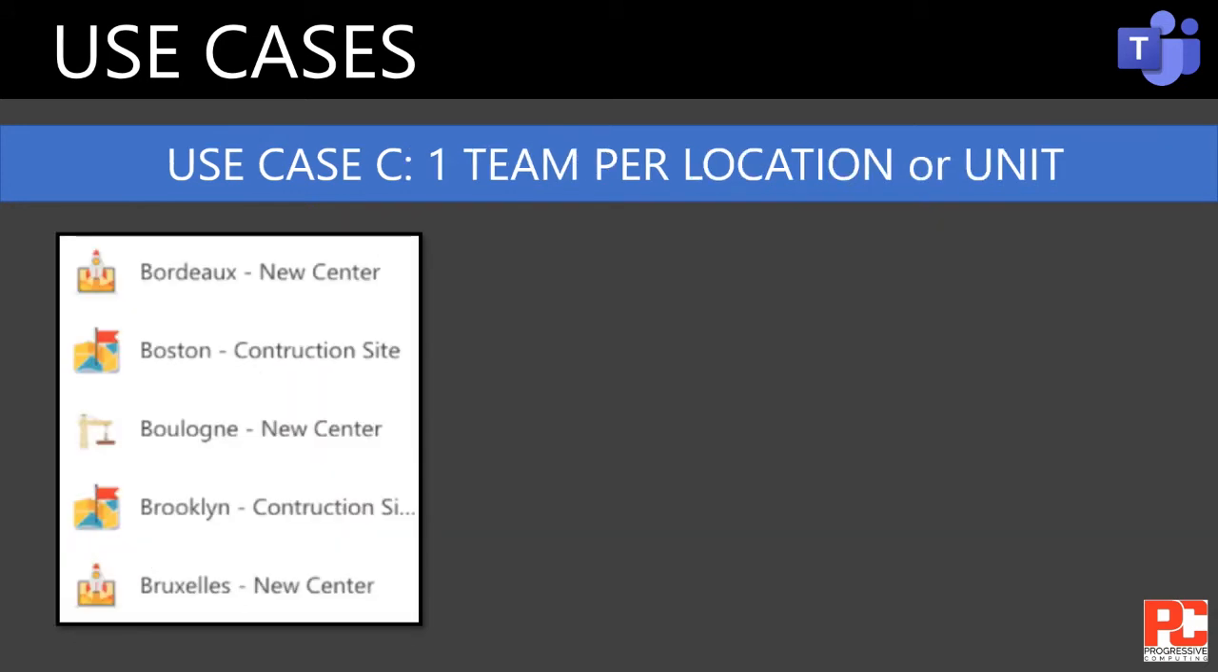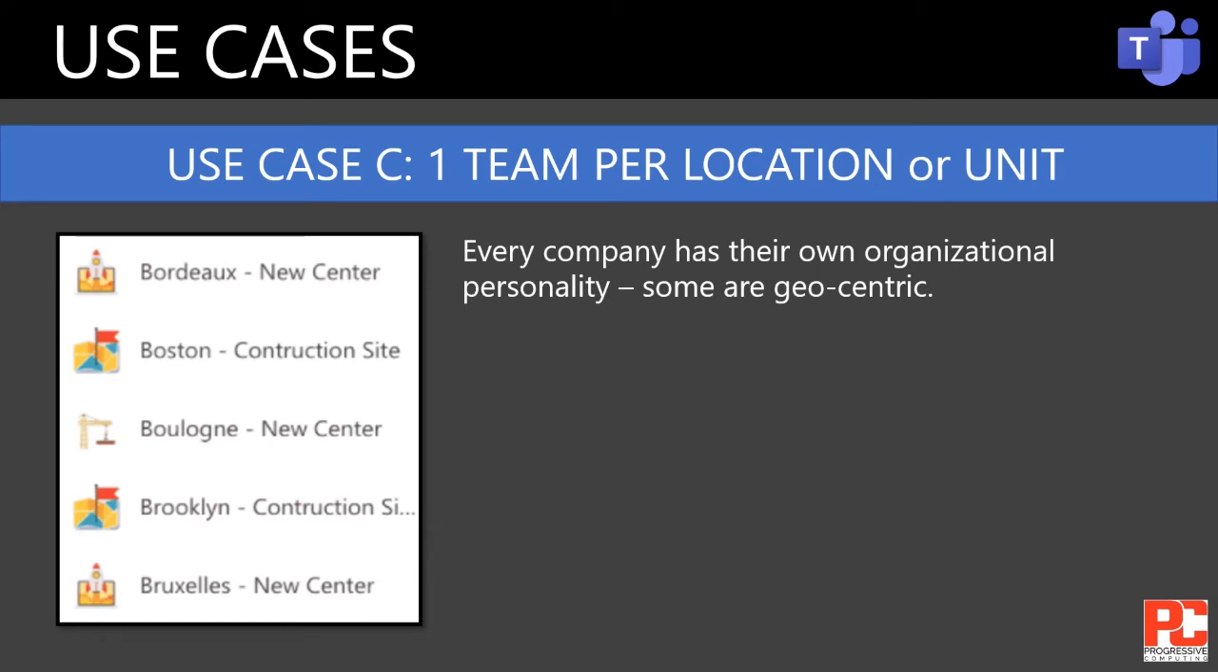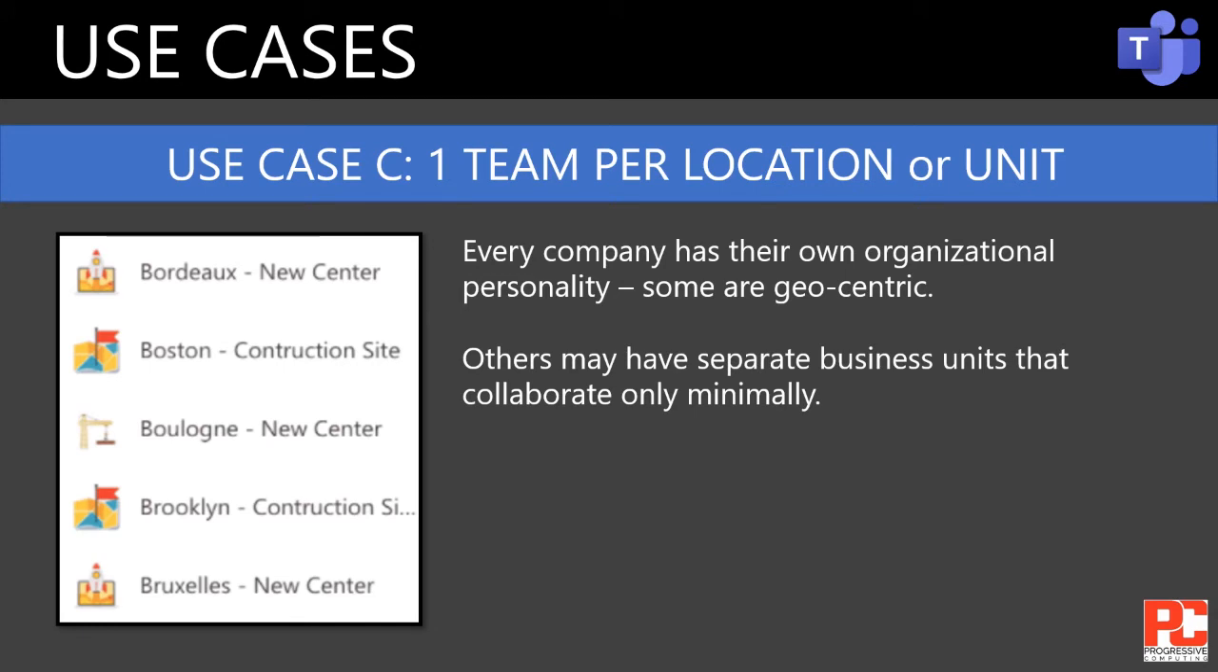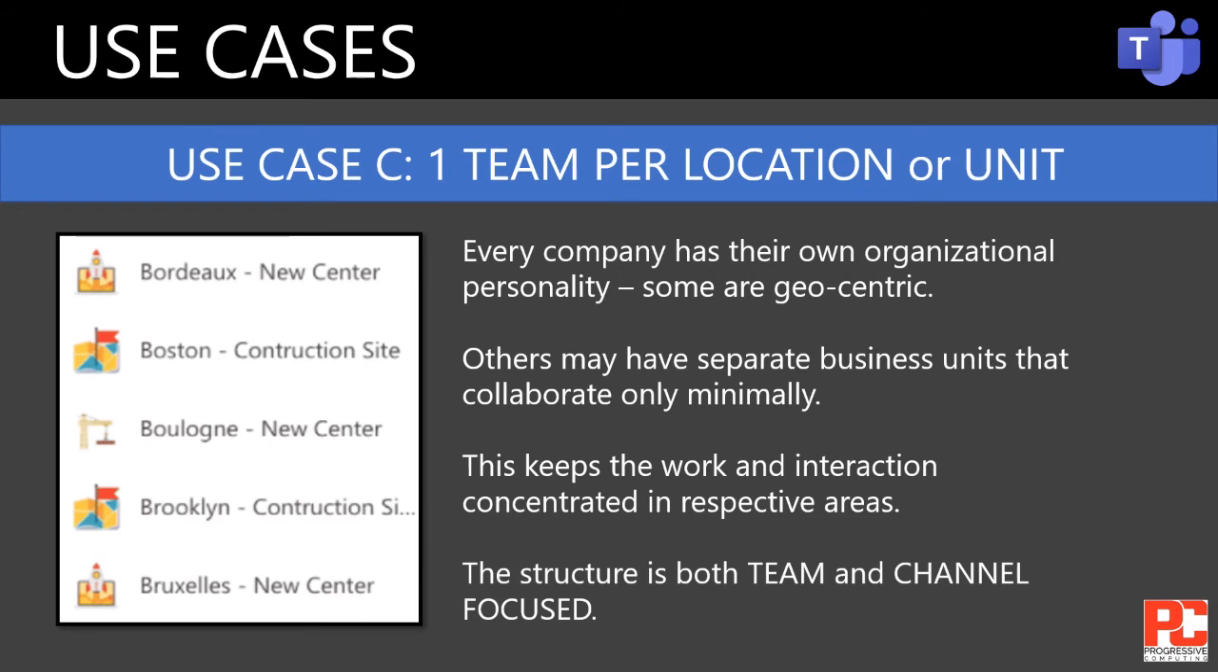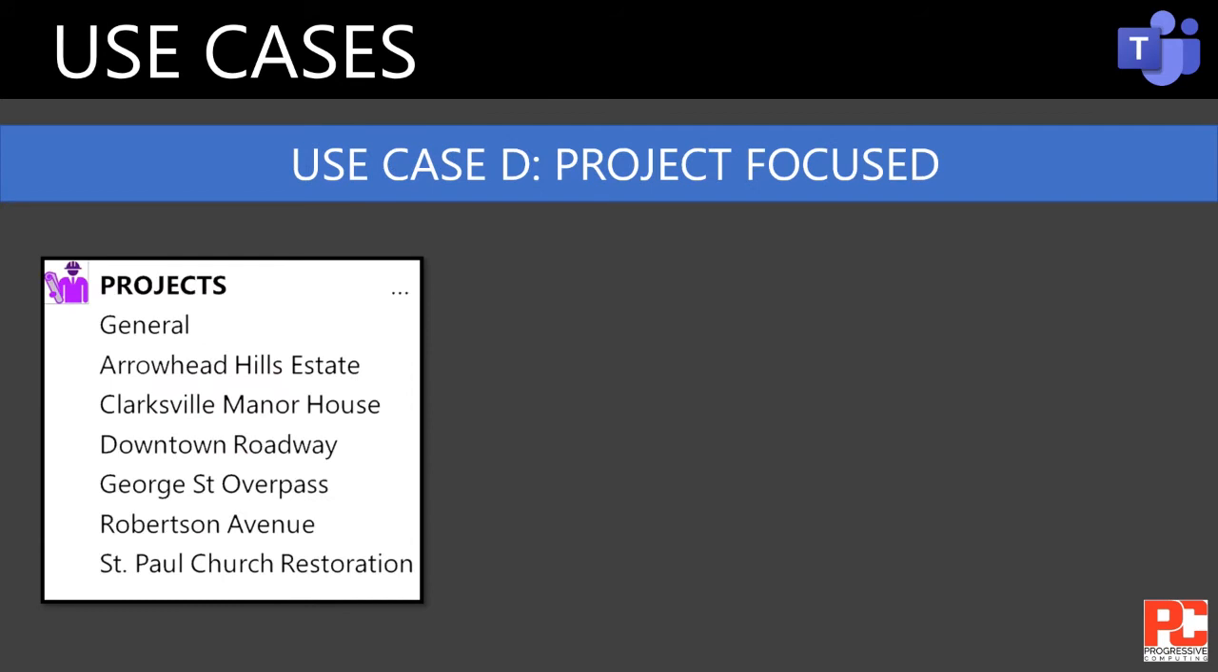Now, some organizations may be geographically spread out, and thus their natural organization may be geocentric. Others might have different and segregated business units that collaborate minimally. This keeps the work and interaction concentrated in respective areas. This structure is both team and channel focused as well, but is structured differently.